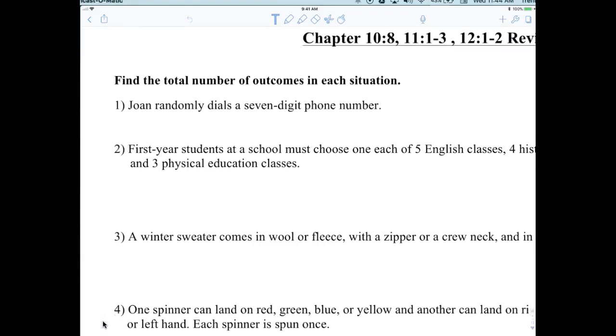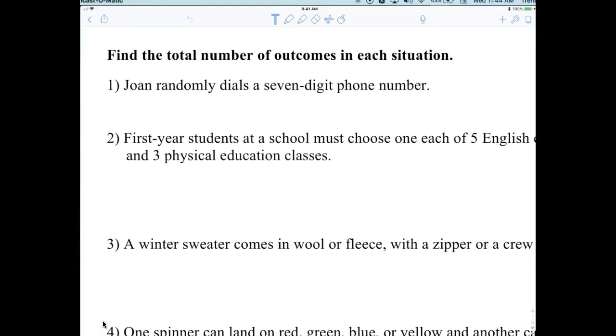All right, so let's take a look here at number 1. It says, Joan randomly dials a 7-digit phone number. All right, so if you dial a 7-digit phone number, that means there are how many things that you are doing? 7. All right, so what I want you to do is I want you to get in the habit of saying, if there are 7 events, that's what we have.